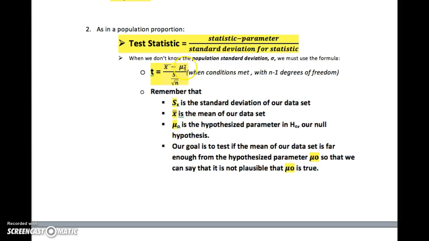That's like the mean here, because our curve would be centered around the claim, since we're assuming that claim is true. So our goal here is to test to see if the data that we get is far enough away from the claim that we can say it's not plausible, that it would happen so infrequently that the claim is not true. And so we can reject the claim and then assume the alternative hypothesis.